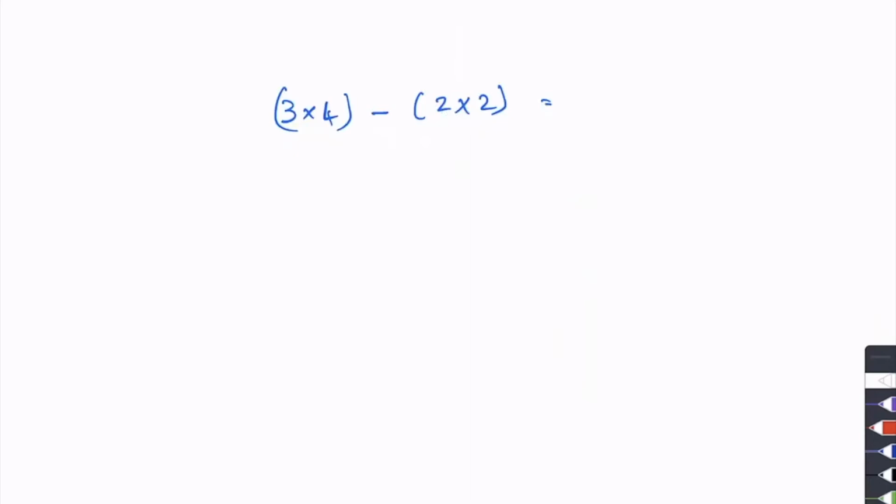Let's try this one. We've got 2 sets of brackets. So we can start on any set of brackets first. 3 times 4 is just 12. And 2 times 2 is just 4, which gives you an answer of 8. Try this one and see how you get on.